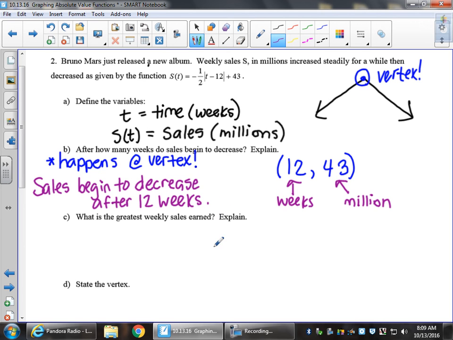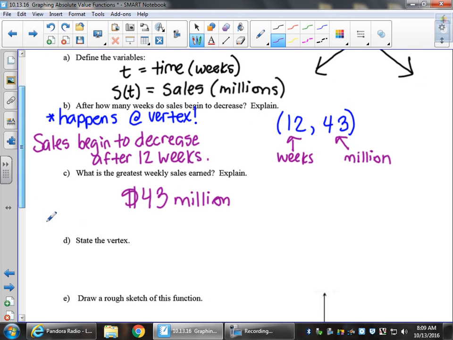What is the greatest weekly sales earned? Yep. That was their peak sales. What is the vertex? (12, 43).